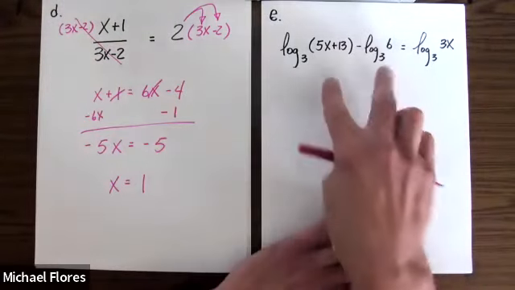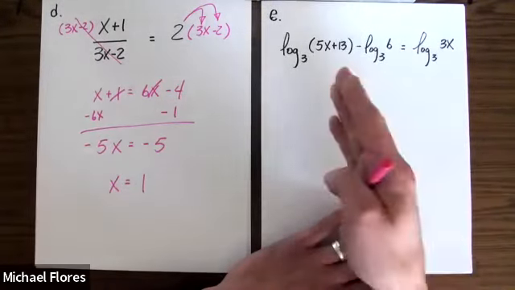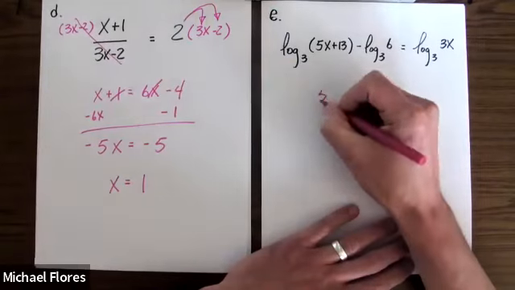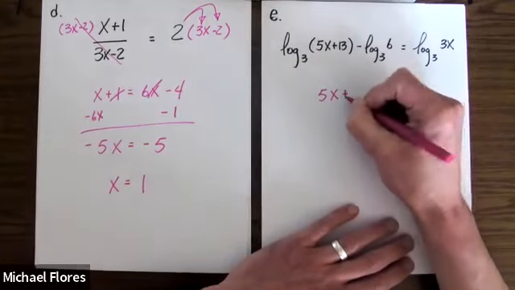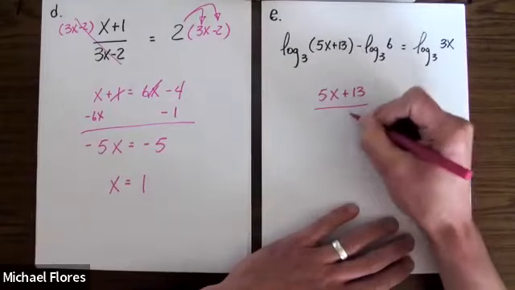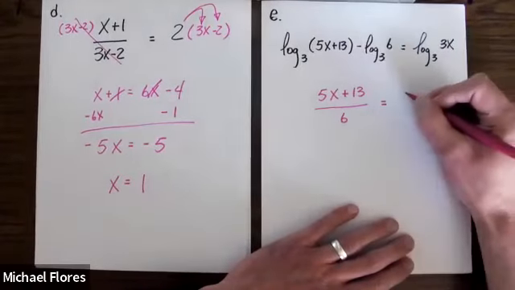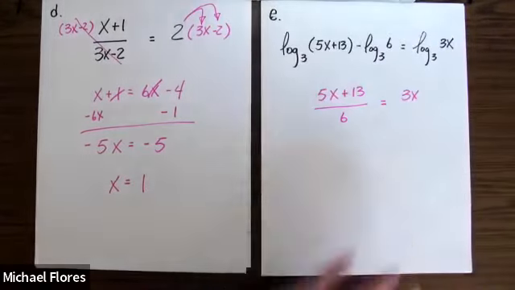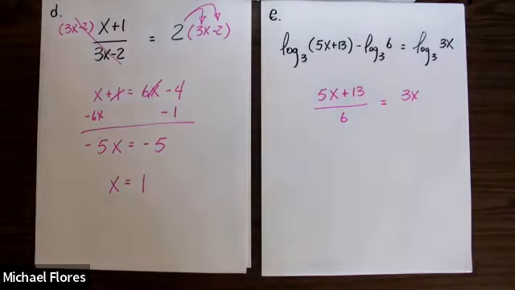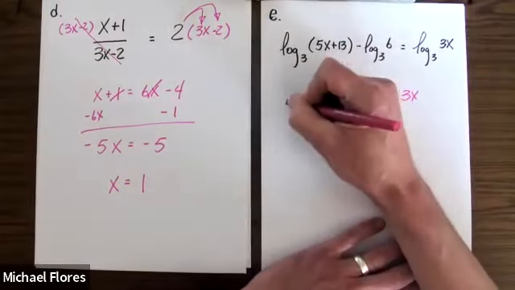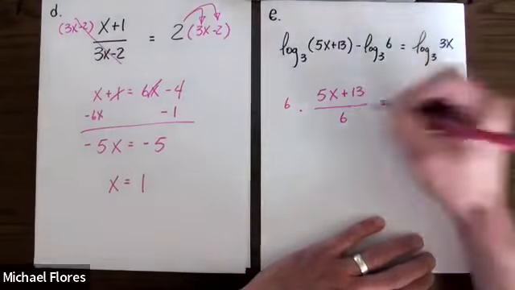So what we want to do is change this portion, the left side of the equal sign, to look like a division problem. 5x plus 13 over 6 is equal to 3x. Multiply both sides by the denominator and begin solving.